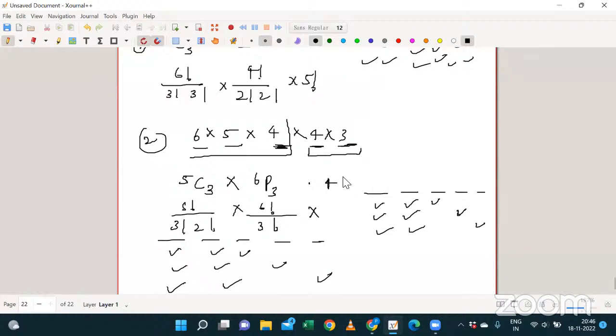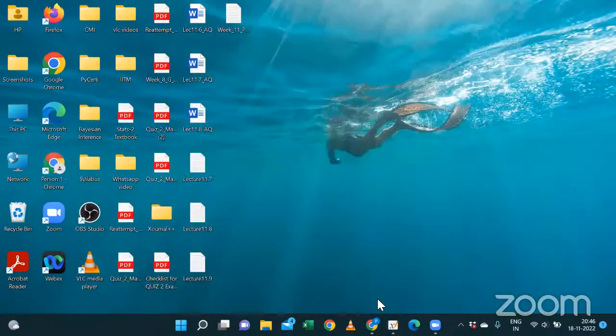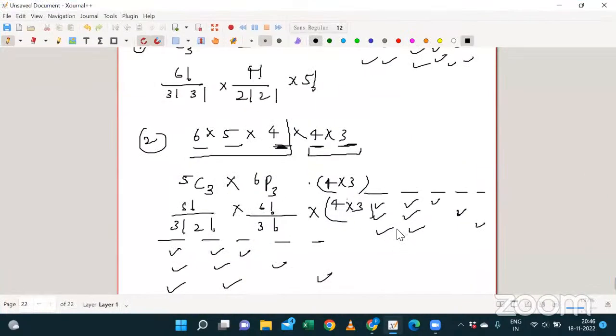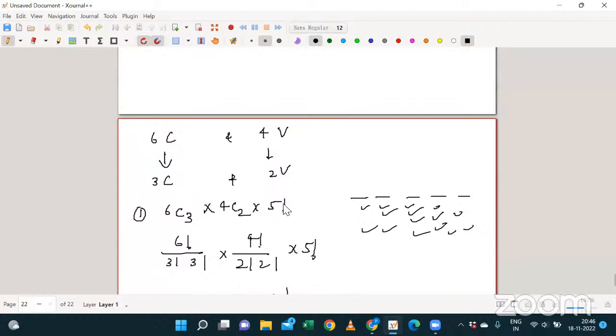For such questions, we should choose the consonants first, because the other process is very tedious. Better to choose first and then arrange. It's simple: I choose the 3 consonants, I choose the 2 vowels, and I arrange all the 5. That's all.